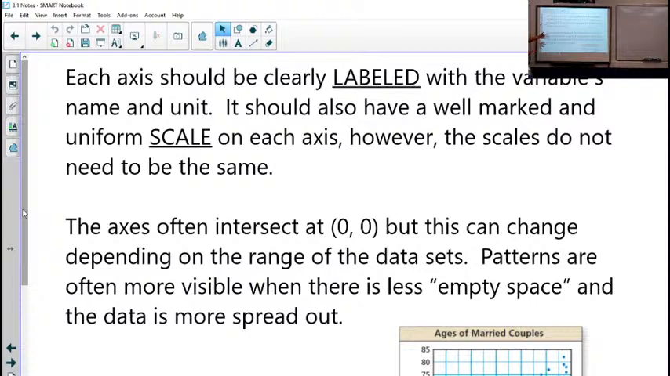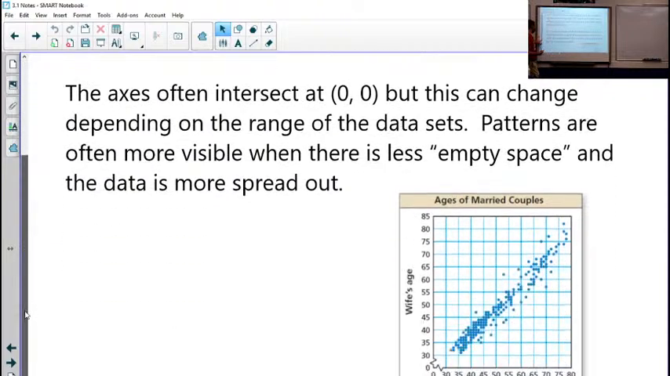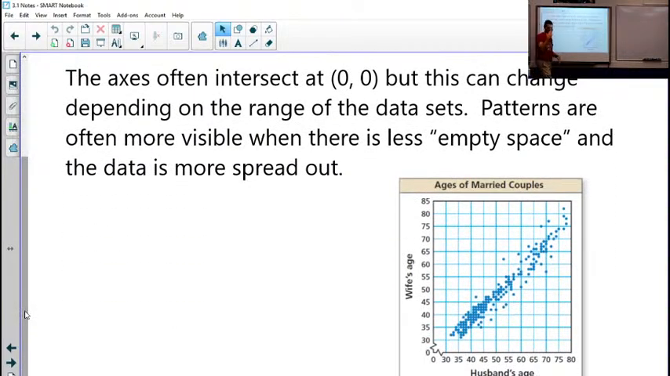You want to make sure you're labeling, make sure you have a scale. Sometimes when we talked about bar charts and histograms, we had this area principle where we made sure that everything started at 0, because otherwise it caused things to be misleading. In a scatter plot, that's not the case. We don't have to worry about that. We can start the data at wherever the data starts and end our scale wherever the data ends.